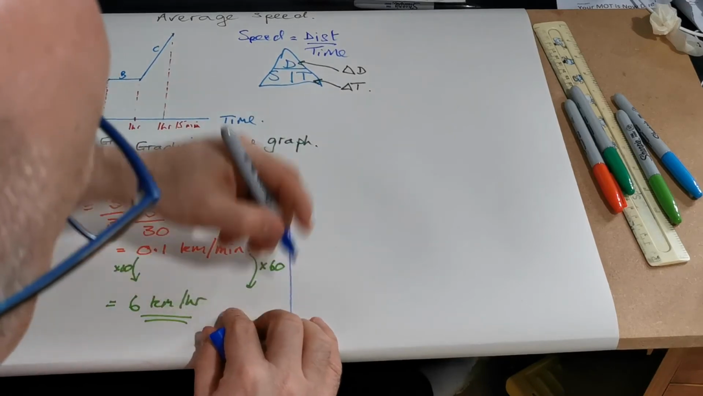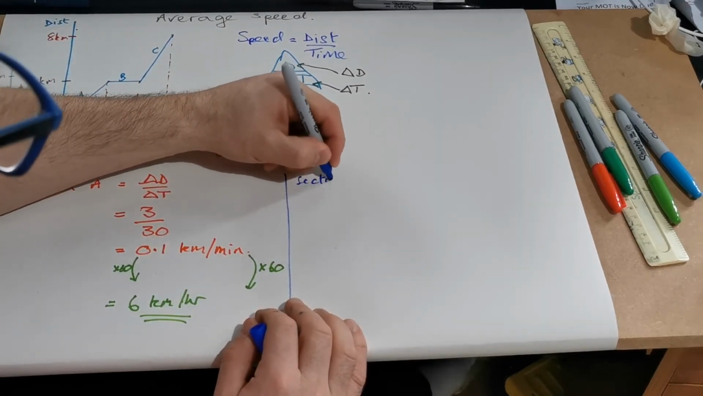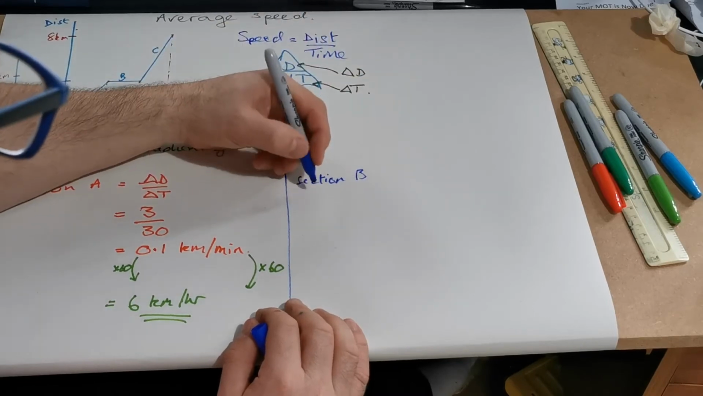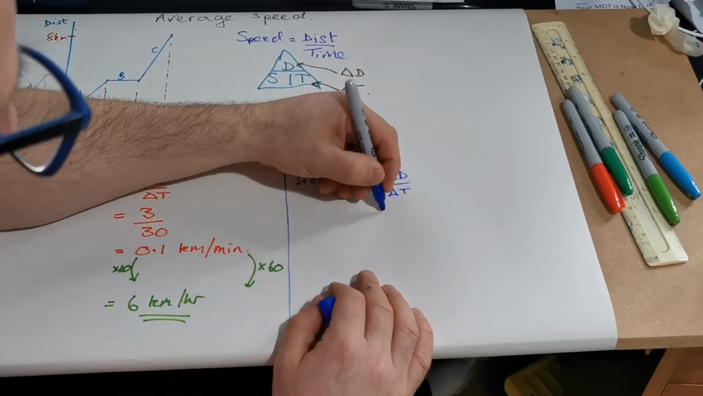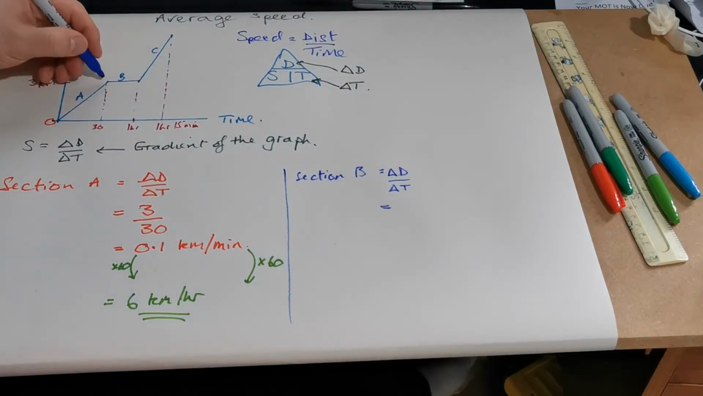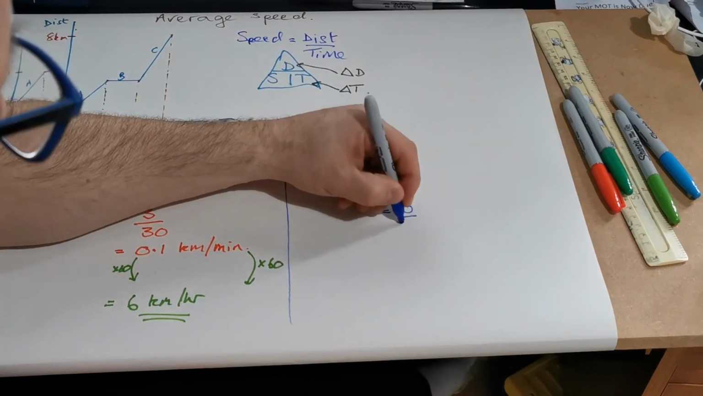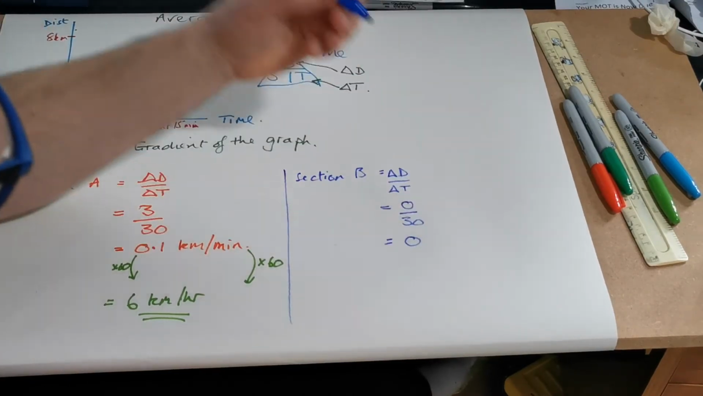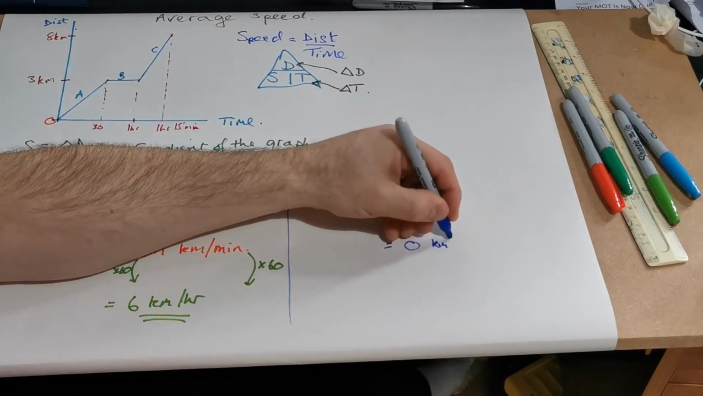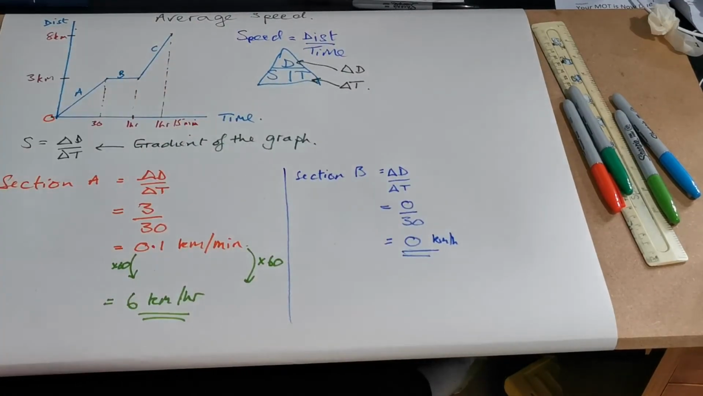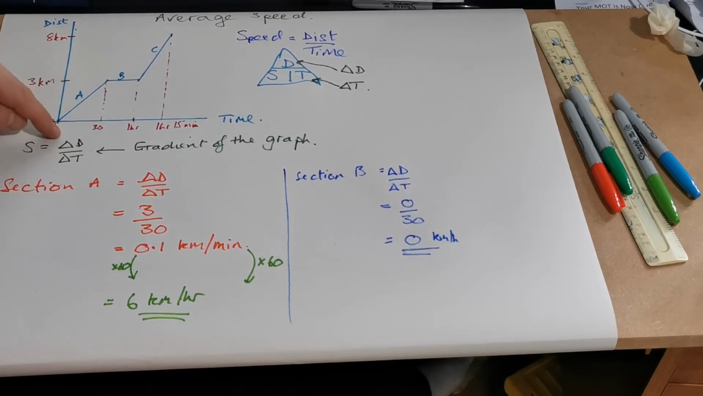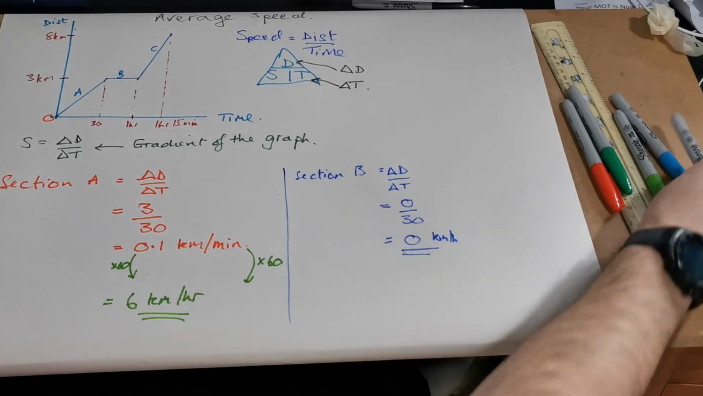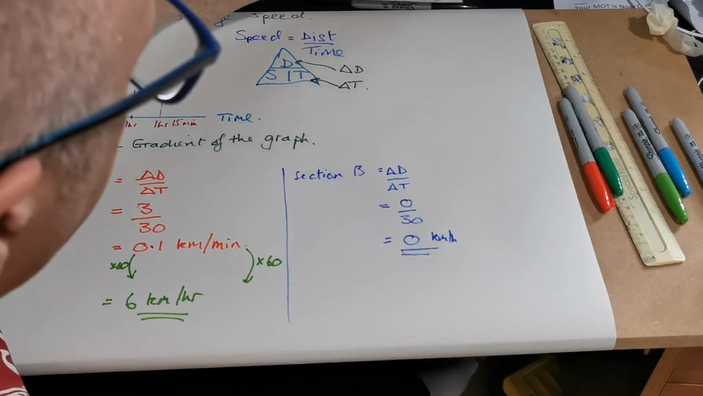Right, in section B, so I've got change in distance over change in time. The change in distance, I haven't gone anywhere over 30 minutes. Well, that's 0. And whether it's kilometres per minute or kilometres per hour, 0 is 0. And that's because you haven't gone anywhere. You've stayed still. You've stayed 3 kilometres away from where you started. Usually that's talked about in terms of having a rest somewhere.